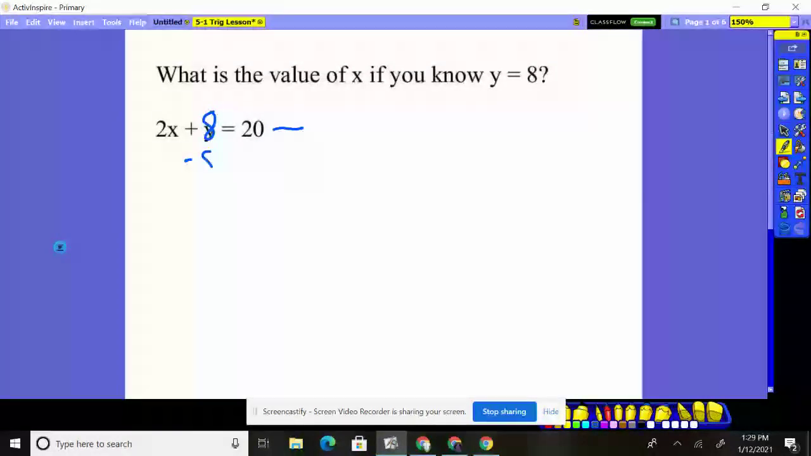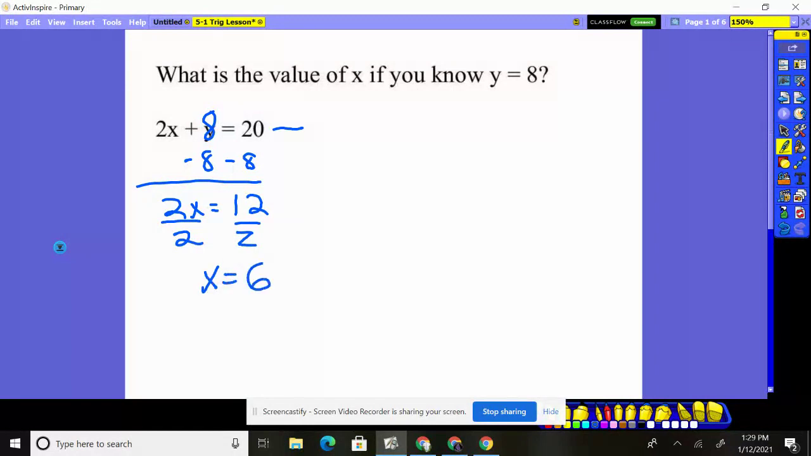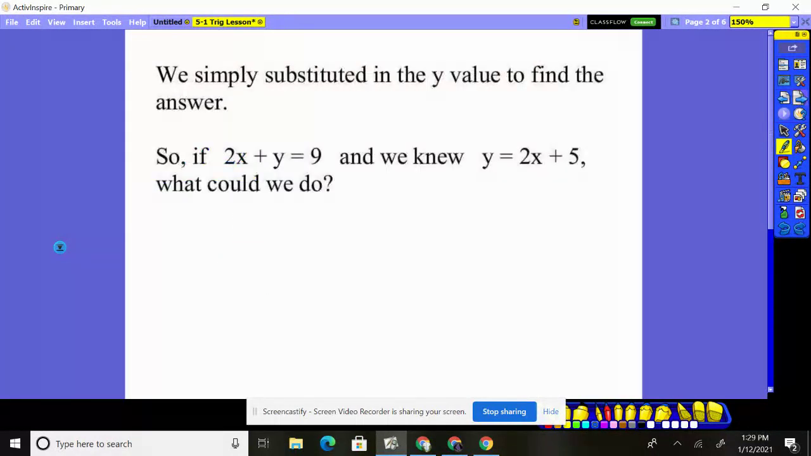Now I can solve it. I subtract 8 from both sides. I get 2x equals 12. And now I divide by 2. I can find it to be 6 because all I did is I substituted in. You told me y was worth something, so I plugged it into the equation. So we simply substitute the y value to find out the answer.